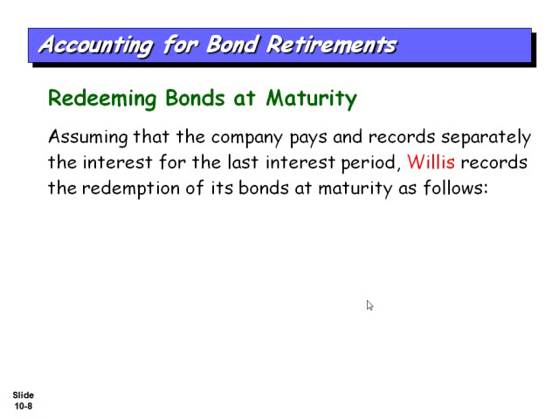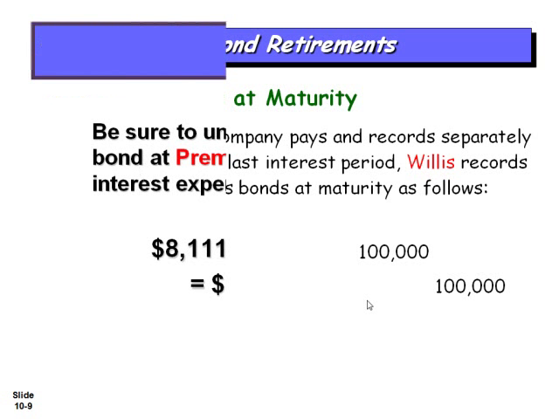After the last interest payment has been made, all you have to do is reverse the bond payable and pay the bondholder cash. That's a real basic entry, and no matter what the question is on the test, when you get to this question, you should be able to do this. Just take the face value of the bond and cash.